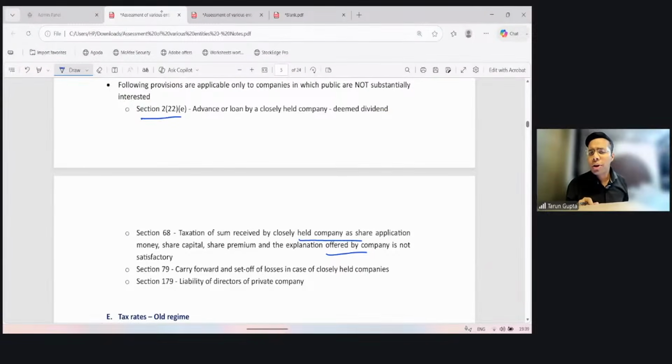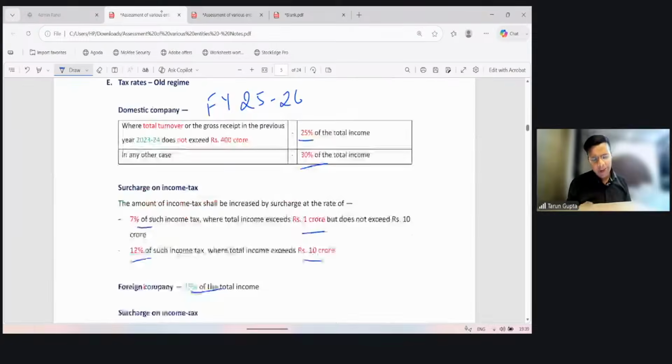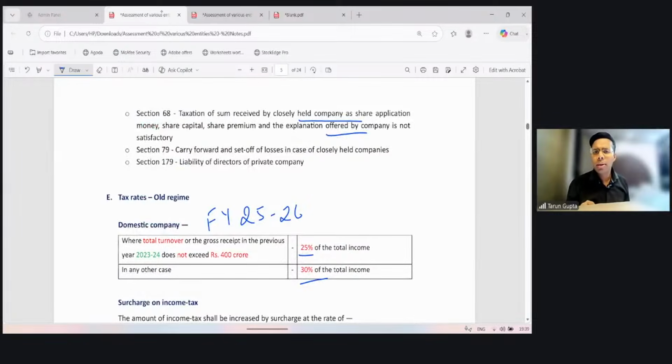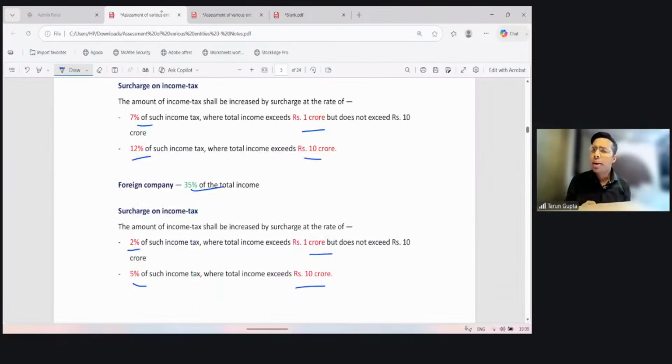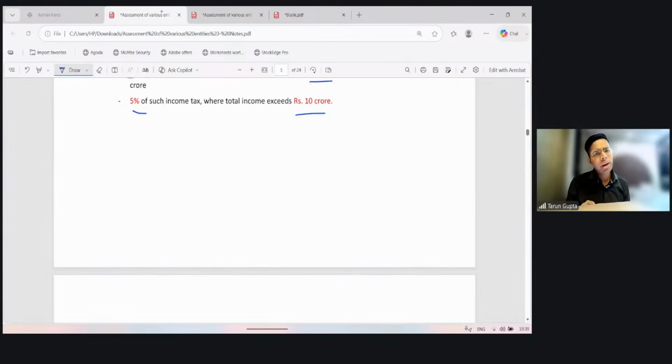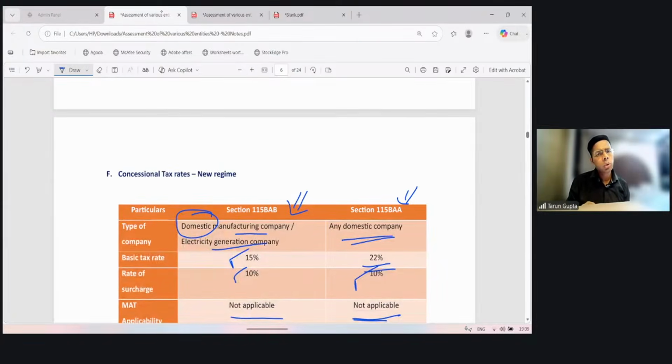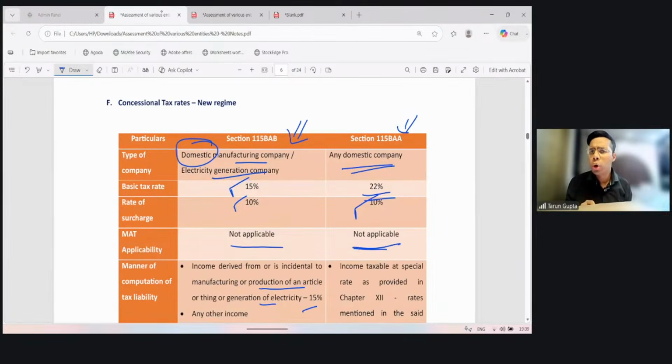A subsidiary of a listed company is also treated as a company in which the public are substantially interested. This provision is useful in respect of some of the provisions of the Act which we discussed. Then we discussed the tax rate in the old regime for domestic and foreign companies, and in the new regime, Section 115BAA at 22%.